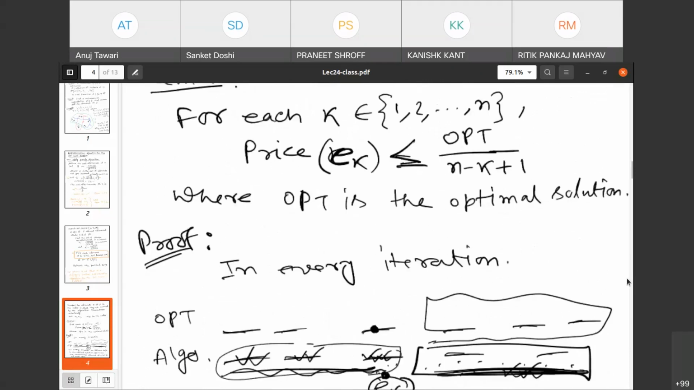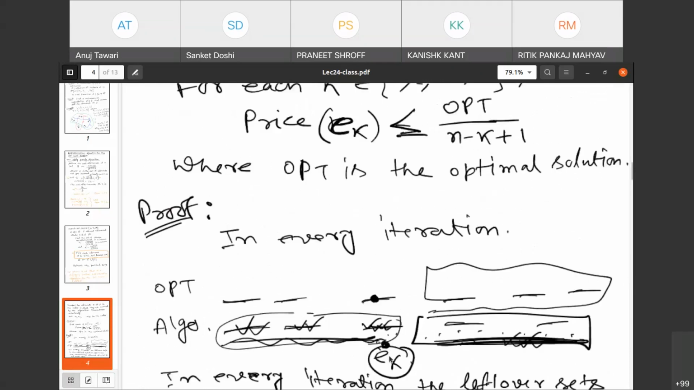Okay, let's see. This is the situation we have. Let's say this is the optimum set cover, the subsets which are chosen in the optimal set cover. And this is what our algorithm is doing. It is covering certain elements, and let's say we know the subsets which are covering the first k elements. That means you know the price of each of these Ek, and what we want to show is that it is upper bounded by OPT divided by n minus k plus 1.